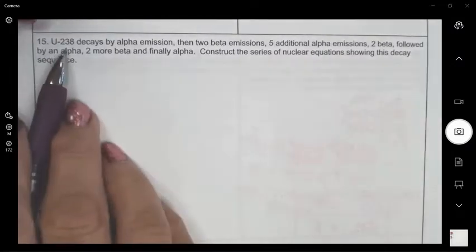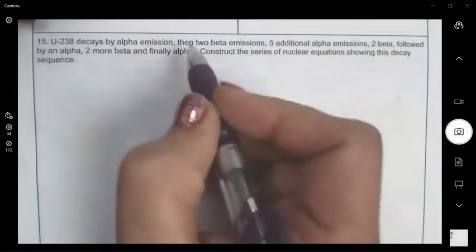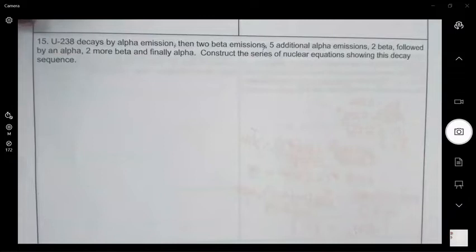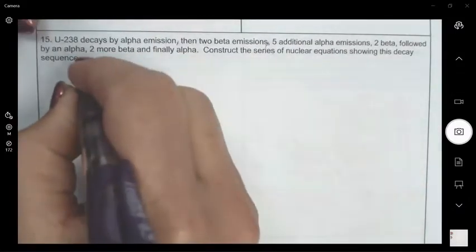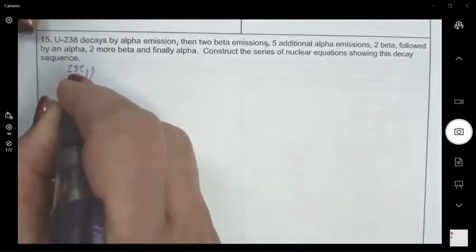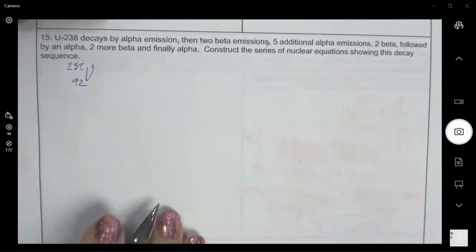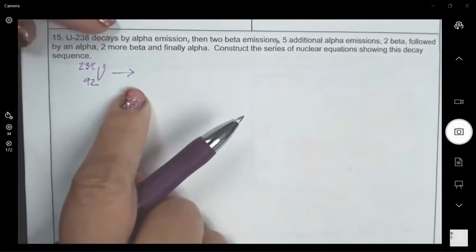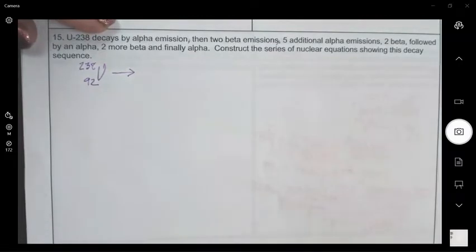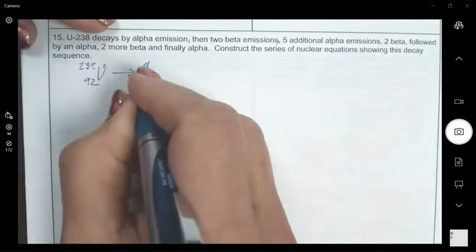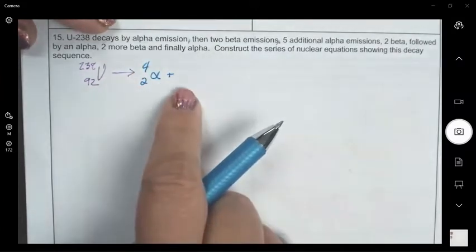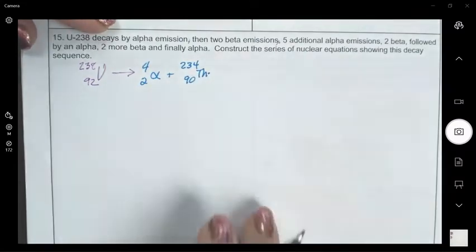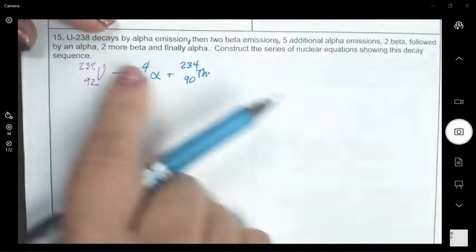So this is uranium-238. It says decays by alpha emission, comma, then 2 beta emissions, comma. So each one of these commas is kind of a different line. So first we'll do uranium-238. You have to look on the periodic table. It has the atomic number of 92. And it tells you alpha emission. You guys remember what an alpha particle is? 4 and 2 alpha. So the daughter is then going to be 234 and 90, which we know is thorium, right? Thorium. So that ends that.